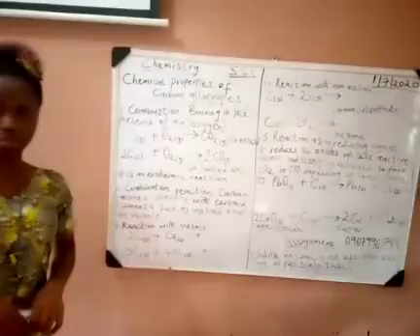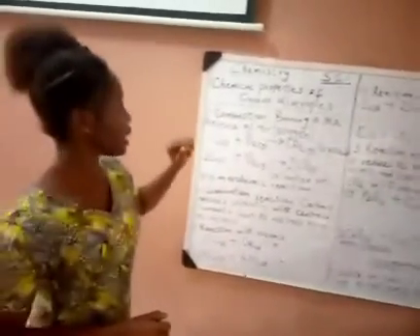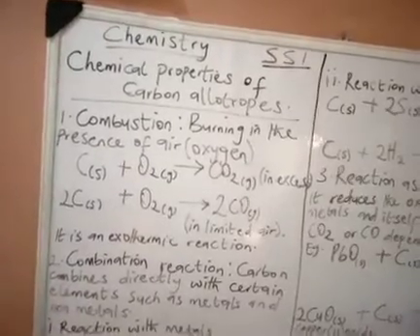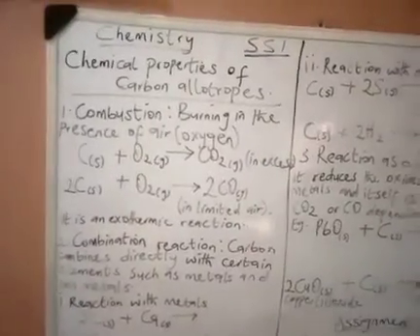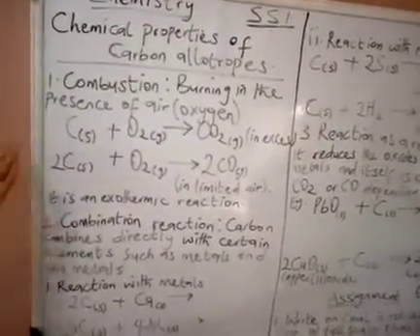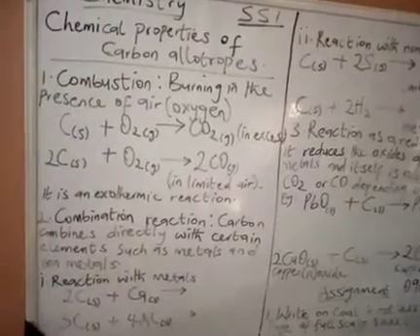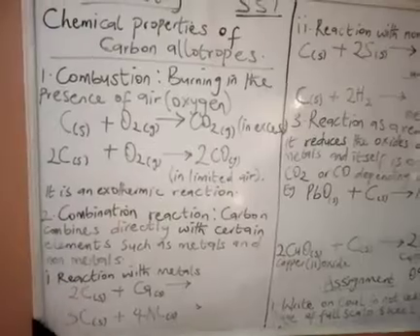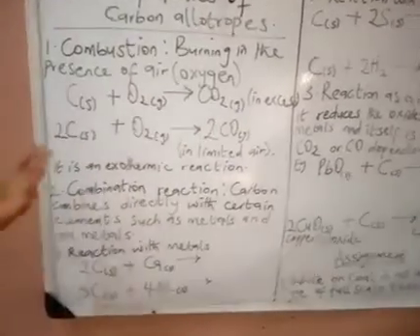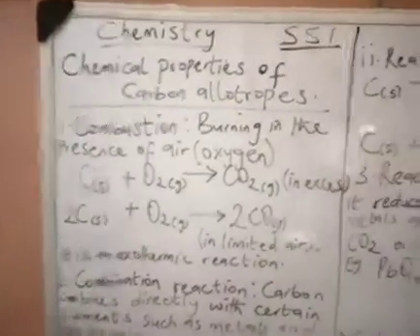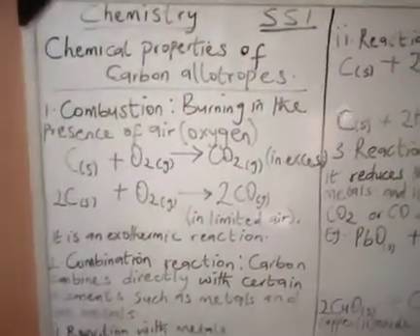We'll continue from where we stopped. We'll be looking at chemistry for SS1 students, still looking at carbon and its allotropes. From our last class, we talked about allotropy: the existence of two or more elements or compounds with different structural formulas and different physical forms and properties, but the same chemical properties. They can be different. We gave an example of diamond.